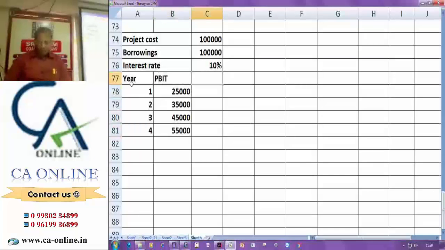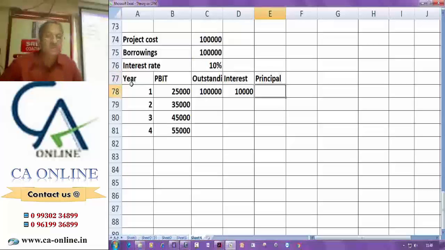Now I will work out interest. Before I could work out the interest, I will note down the principal amount outstanding. What is my outstanding? Borrowing will be 1 lakh. What is the interest? Interest is 10,000. All of you closely follow. If you are not understanding, please let me know. Out of 25,000 rupees profit, I am paying 10,000 rupees towards interest. How much is the balancing amount remaining?